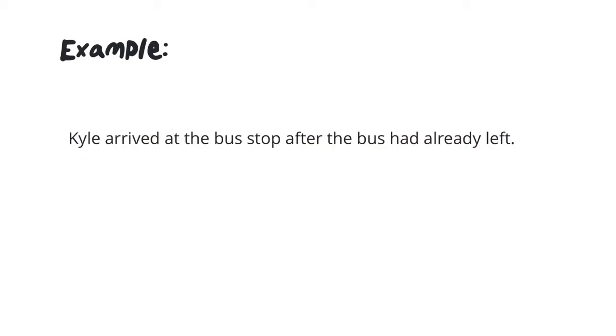Let's look at this example. Kyle arrived at the bus stop after the bus had already left. If you look at the second half of the sentence, after the bus had already left, that cannot stand alone. That would be a sentence fragment. Kyle arrived at the bus stop is an independent clause or a simple sentence, and connected to after the bus had already left makes it a complex sentence, because Kyle arrived at the bus stop is an independent clause, after the bus had already left is a dependent clause.